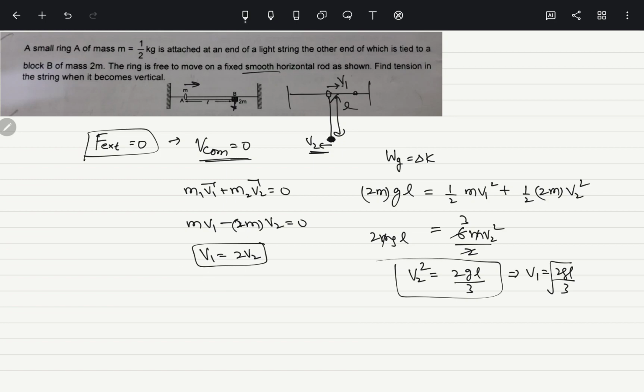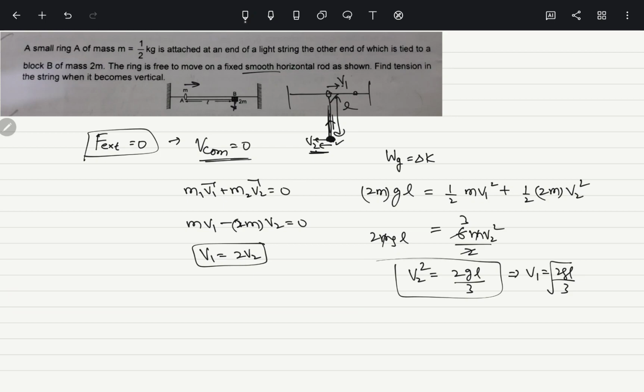Okay, now we need to find the tension when the string becomes vertical. So in this position we need to find the tension. In this case we have to focus on this block, and we want the ring to be at rest, so here we will use the relative concept. Once we assume that the ring is at rest, we can say that the block has a velocity which is perpendicular to the distance between the points, right? So this will be the velocity.